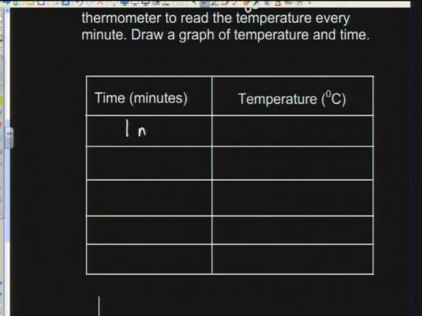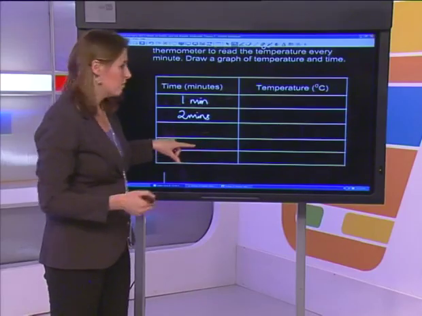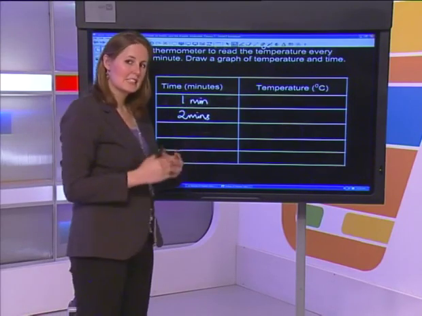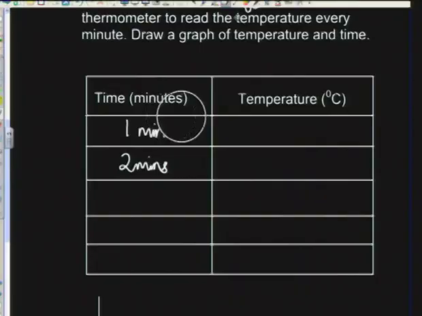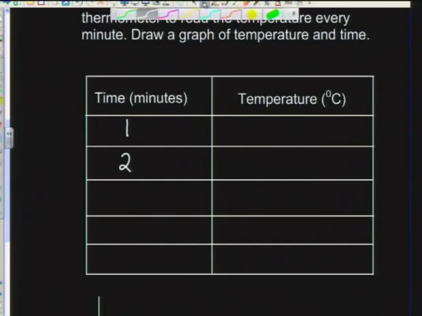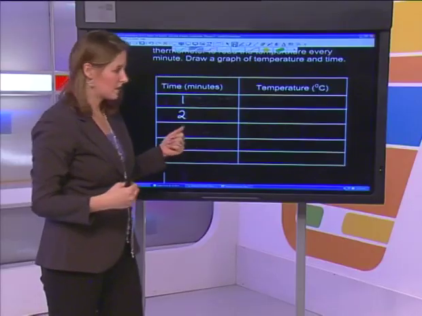If I have 1 minute, 2 minutes, 3 minutes, 4 minutes, etc. If you were to constantly write down the minutes, you're wasting a lot of time, because the table is telling us that it's time in minutes. So we never, ever write the units within the table. The units are in the heading of the table, not throughout, because it's just a waste of time.